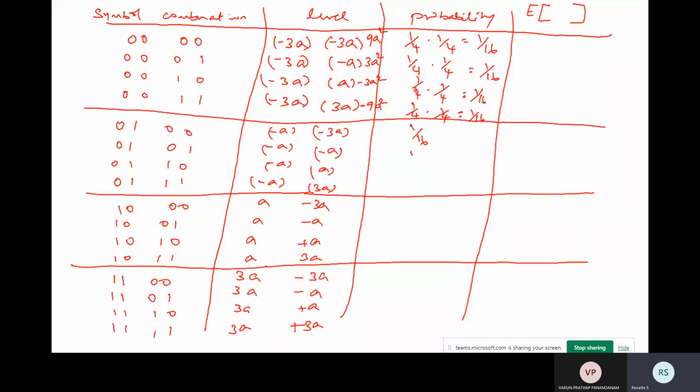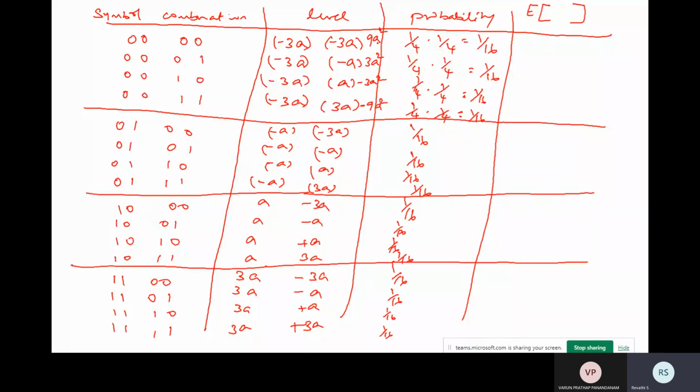So you can directly write that the probability of all the 16 combinations are equally likely. So the probability is 1 by 16 for all the 16 combinations. Okay, so you get everything as equally likely. So next what you can do is find the expectation.